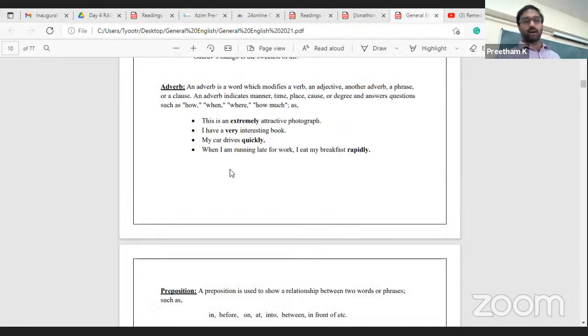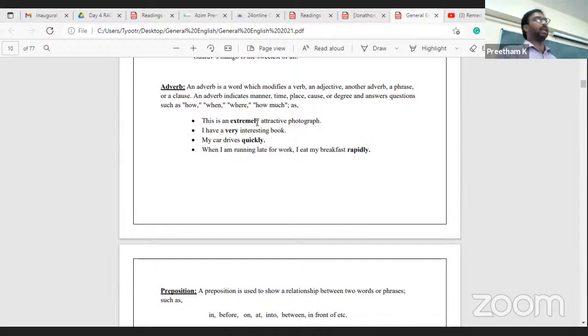Adverb. An adverb is a word which modifies a verb, an adjective, another adverb, a phrase, a clause. Ideally speaking, adverb modifies the verb primarily, but it can also modify adjective, phrase, or a clause. An adverb indicates manner, time, place. Many times it will be modifying the manner, time, place, cause or degree, and answer questions such as how, when, where, how much, as. This is an extremely attractive photograph.